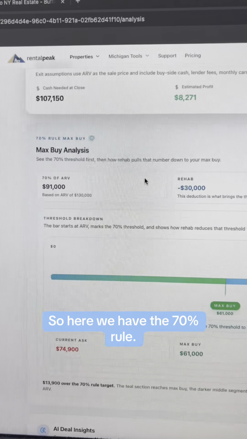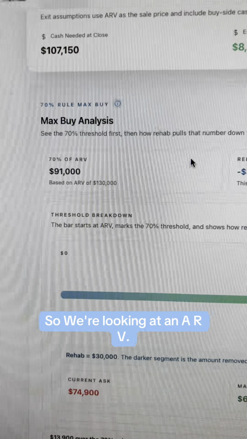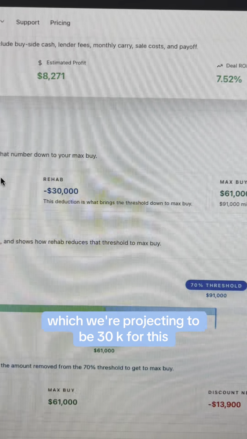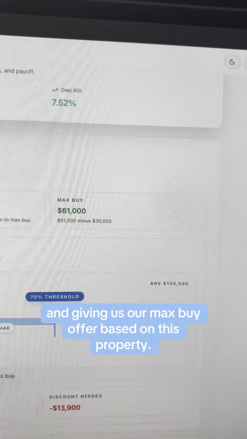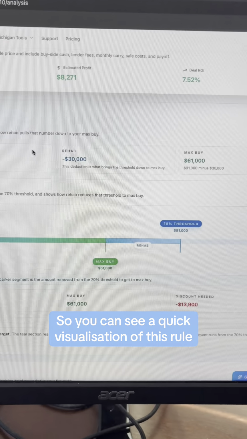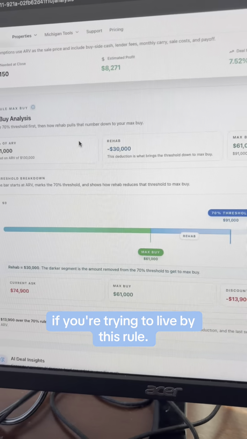So here we have the 70% rule. We start off by taking 70% of our ARV. So we're looking at an ARV of 130,000, subtracting our rehab, which we're projecting to be 30K for this, and giving us our max buy offer based on this property. So you can see a quick visualization of this rule and kind of understand what your max offer will be if you're trying to live by this rule.